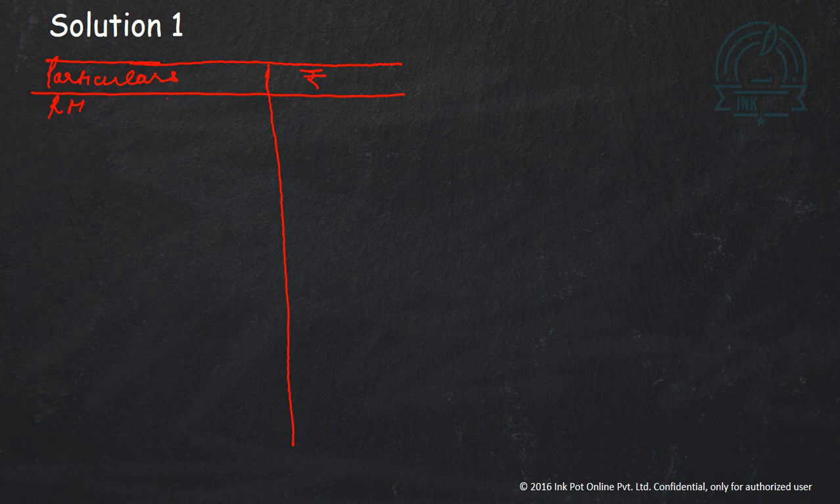Let's make a format. This is how we are going to write here: rupees, and these are your particulars. Right? So let's start. We had raw material. Raw material was 20,000. We had wages paid to labor. So labor was 5,000 and direct expenses rupees 1,000.